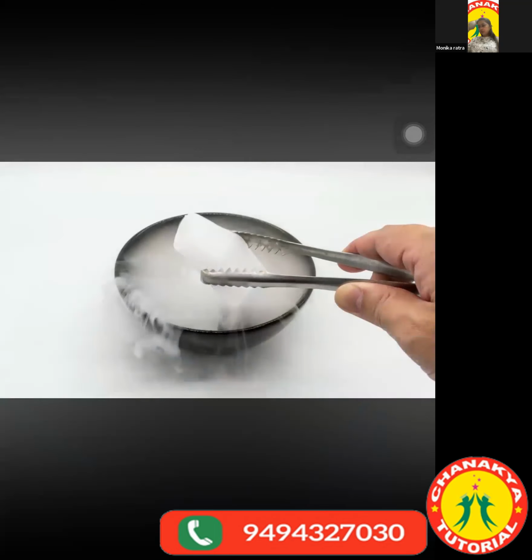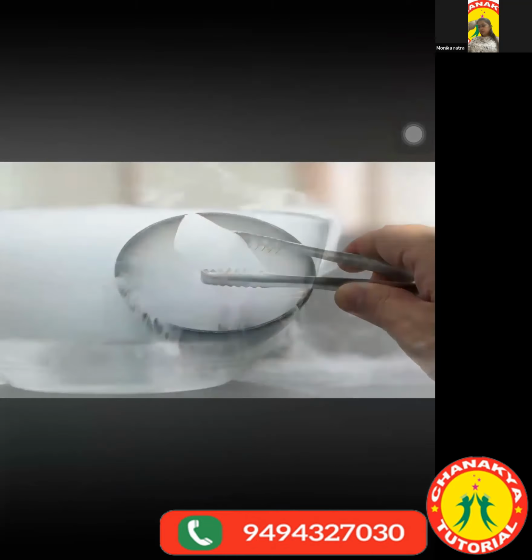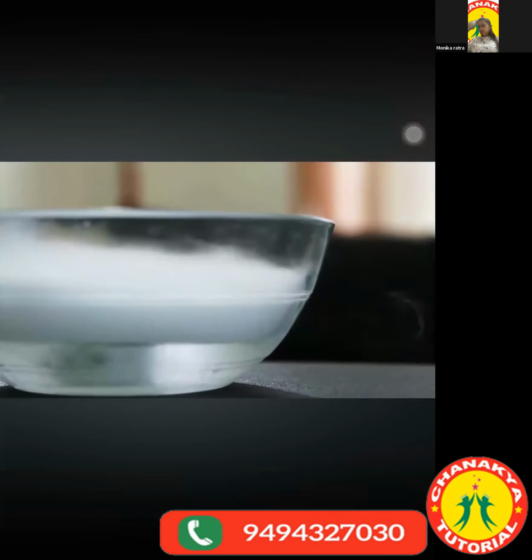Dry ice is an example of sublimation. Dry ice is solid carbon dioxide. You can see in these clips that when the carbon dioxide is exposed to room temperature, it will go straight from a solid to a gas.